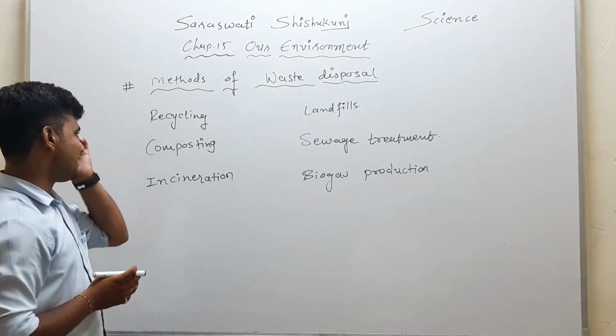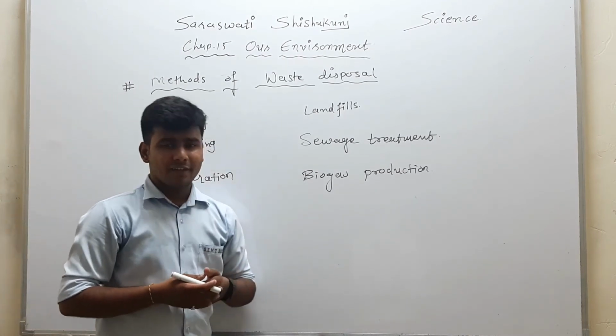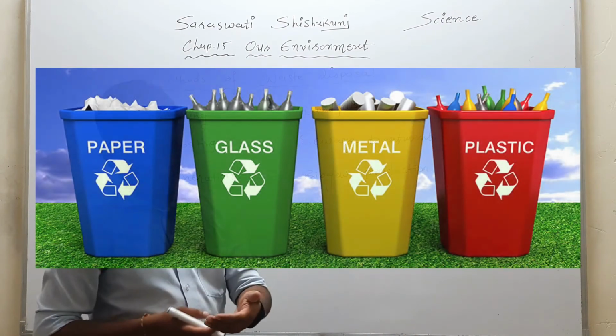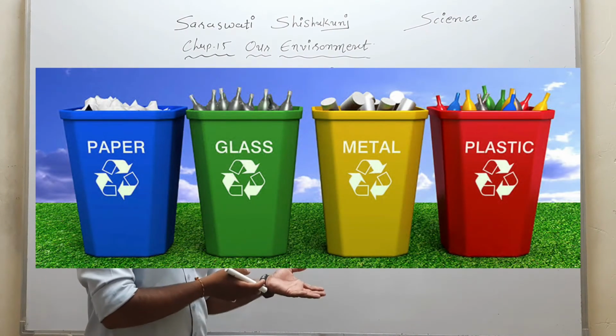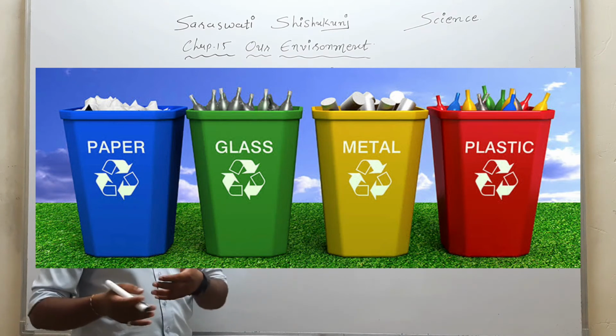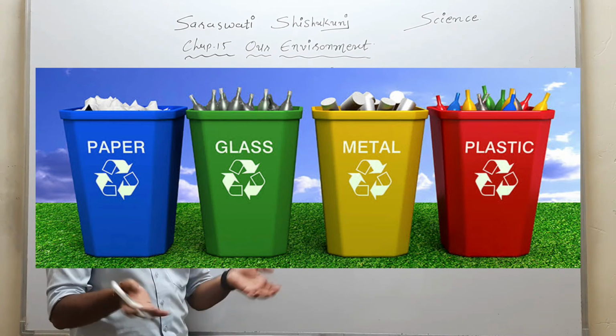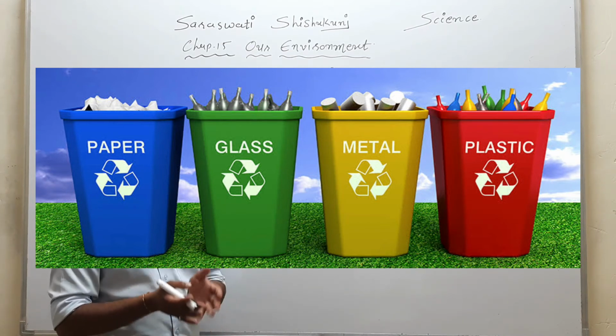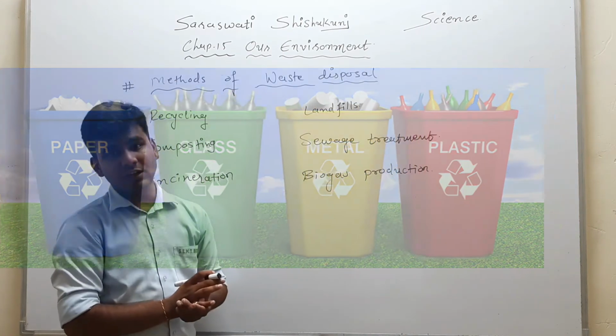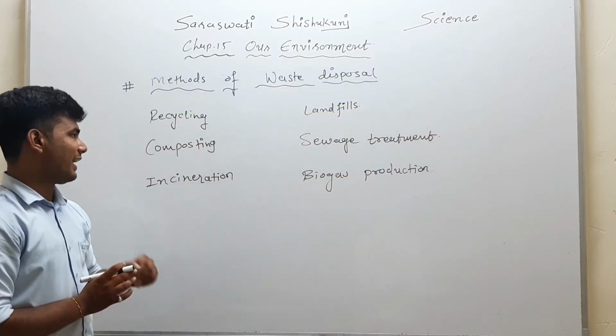First is recycling. We know what recycling is, like plastic, tin, containers, different plastic containers, paper. We do a process on them and prepare other useful things from them. So that is recycling.